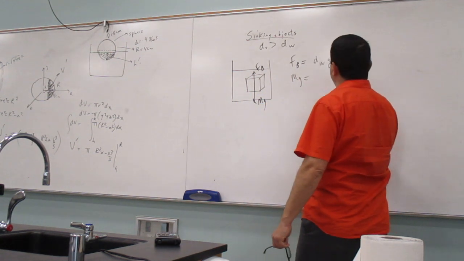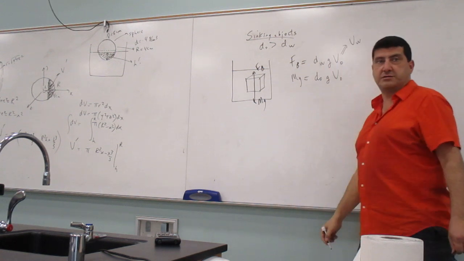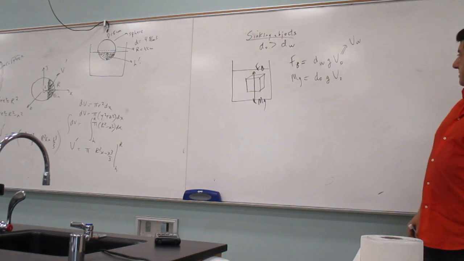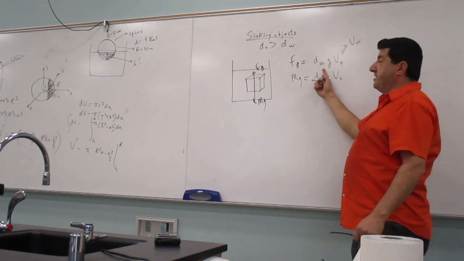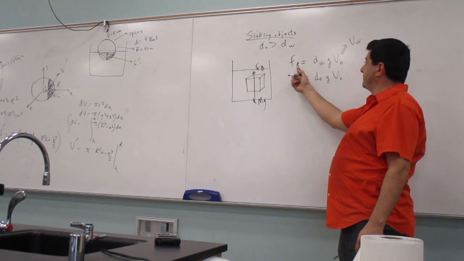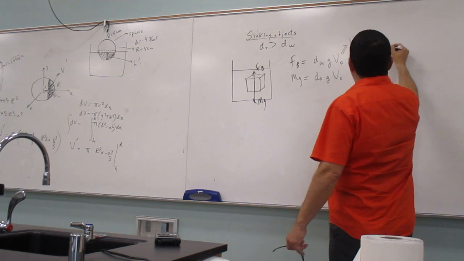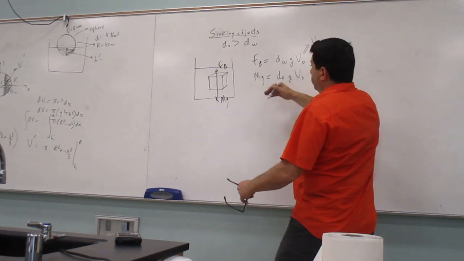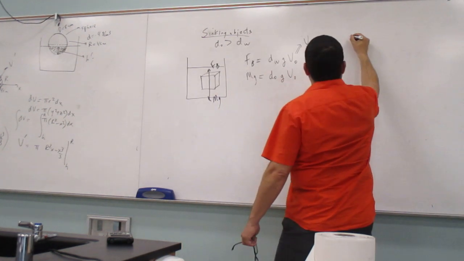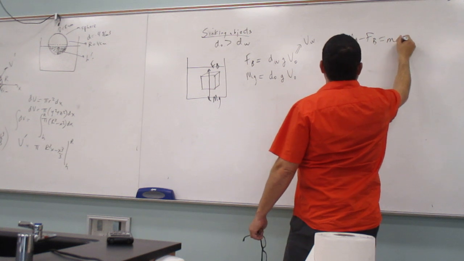Then their weight is equal to the density of the object times gravity times the volume of the object, right? So which one of these two is greater, their weight or their buoyant force? Of course, their weight. So that means they're going to start sinking. So we have here mg minus FB is equal to ma.